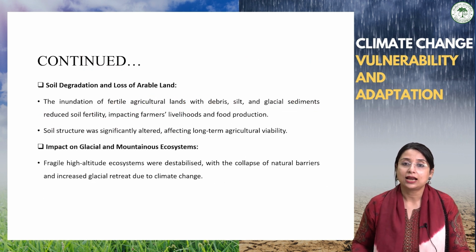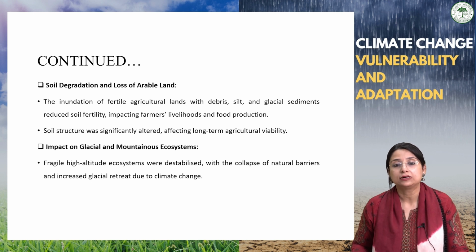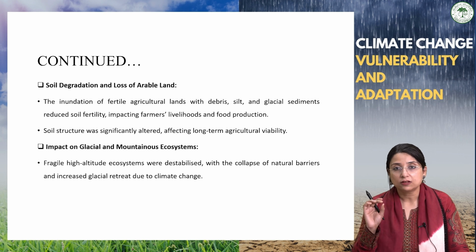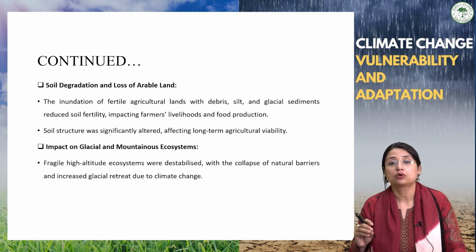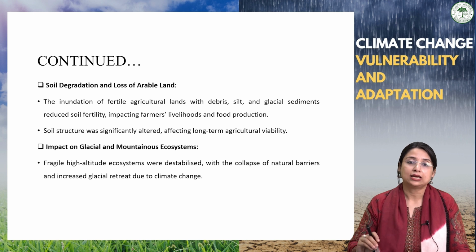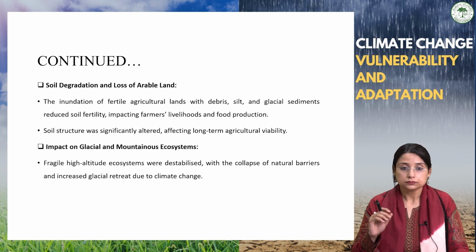Soil degradation and loss of arable land was observed because of the inundation of fertile agricultural land with lots of debris, silt and various glacial sediments that reduced the soil fertility, impacted the farmers' livelihood, and crop yield was reduced. It was reduced in the coming years also.